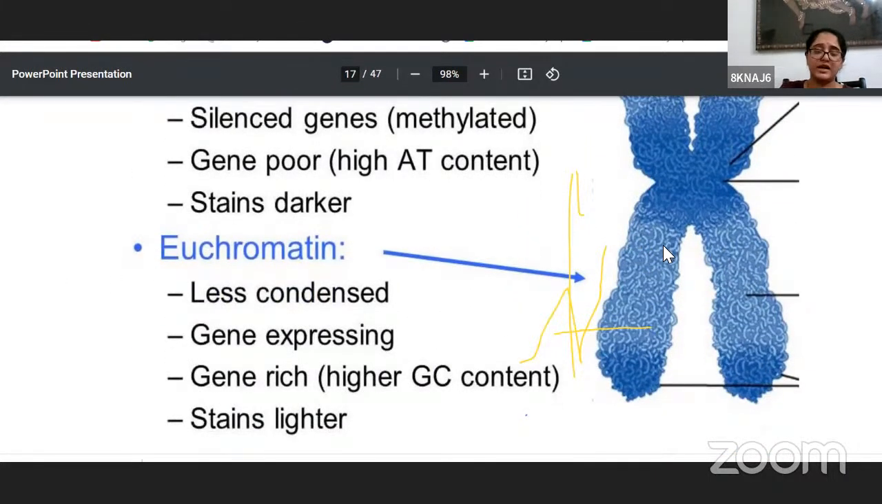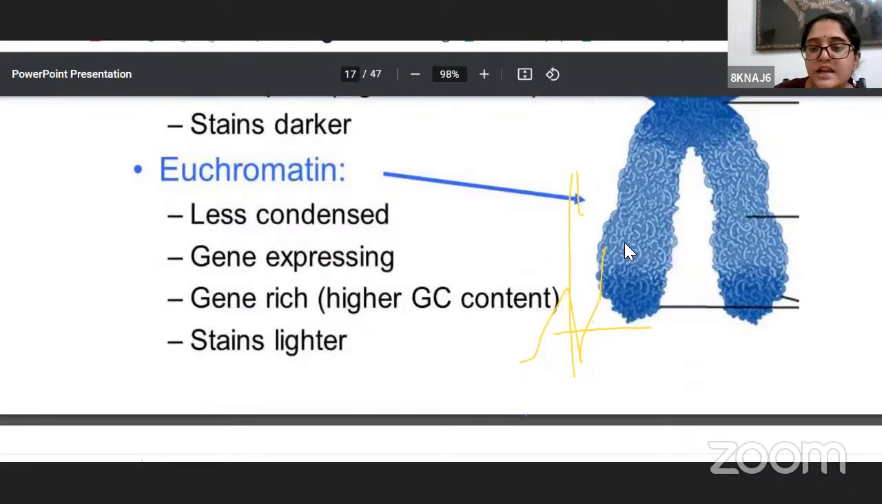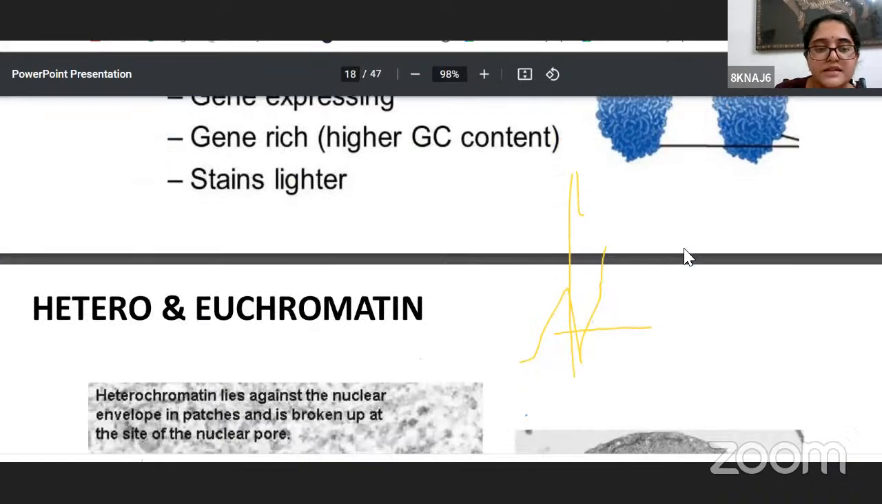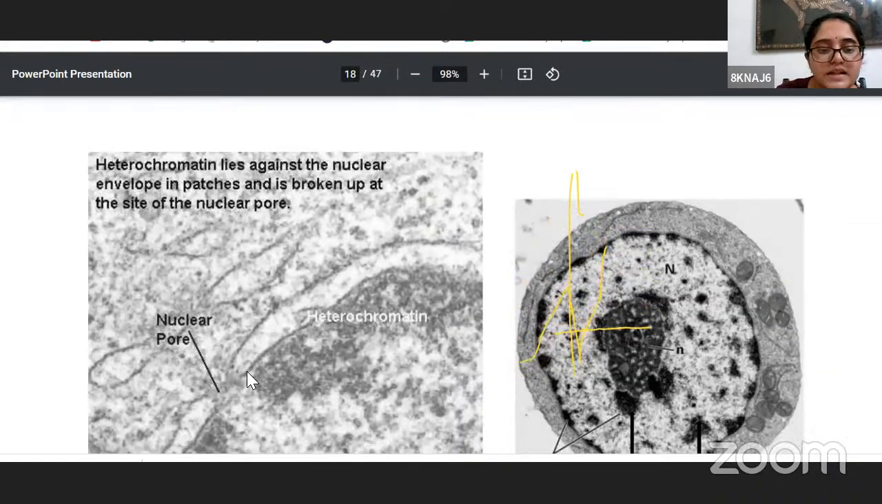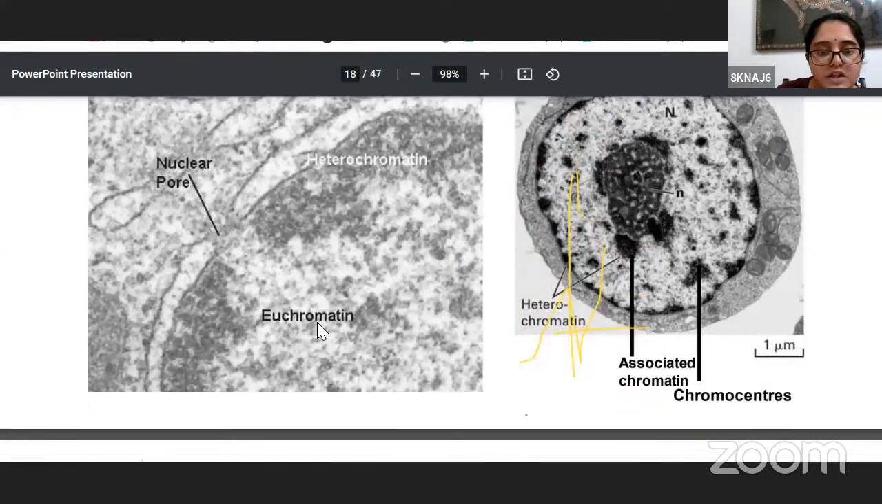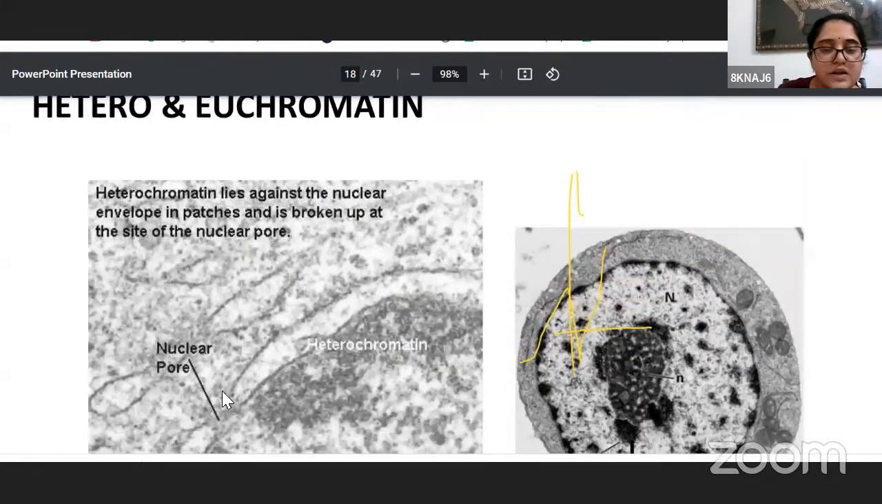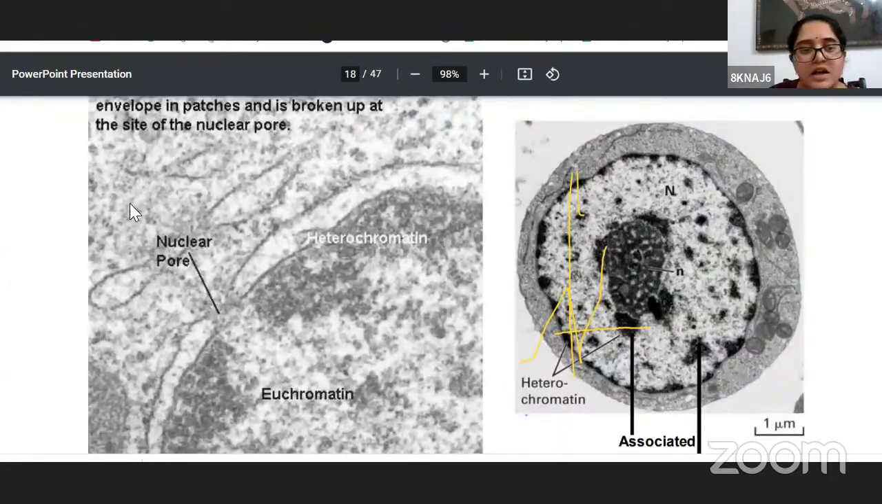Euchromatin or true chromatin. Eu means true, so it is less condensed. It can express the genes. It has higher GC content and it is staining lighter. This is how it is. So you can see the difference between heterochromatin and euchromatin in the nucleus. This is the nuclear core basically, as you can see.